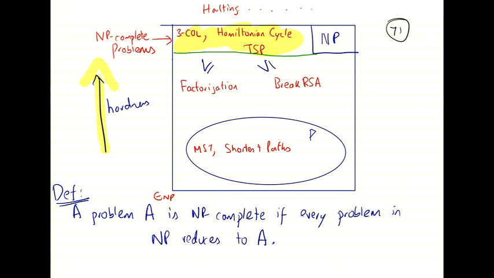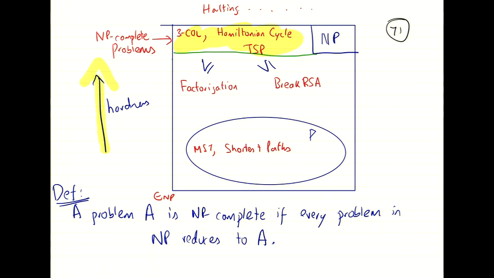Today we'll see a bit more of the theory of NP completeness, and from next class onwards we'll go into approximation algorithms. All right, so just to slightly recall where we were, we have this class NP. A problem A is NP complete if every problem in NP reduces to it.